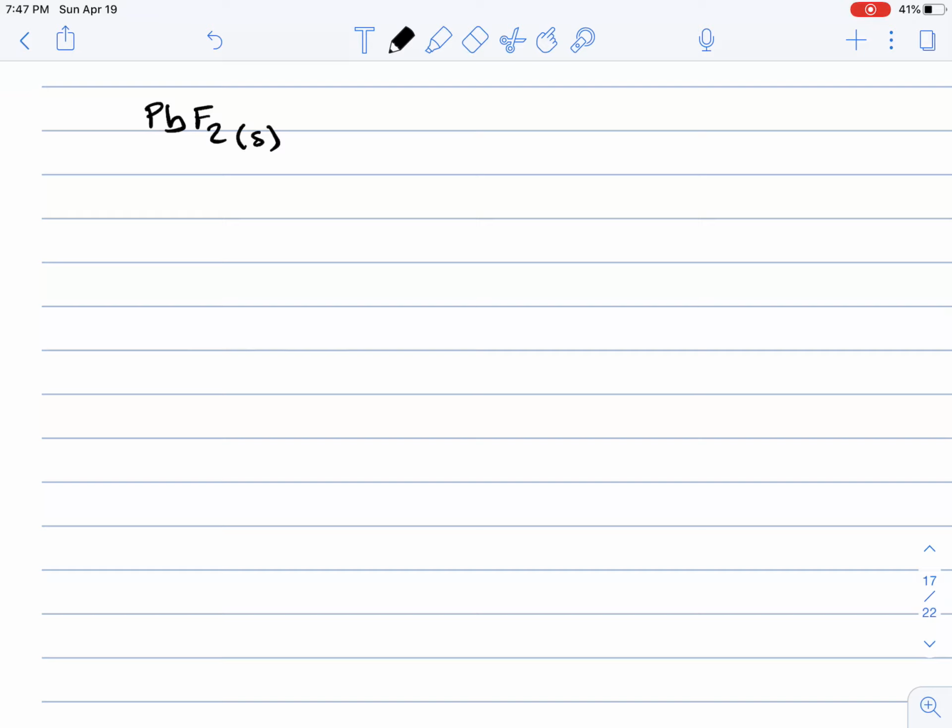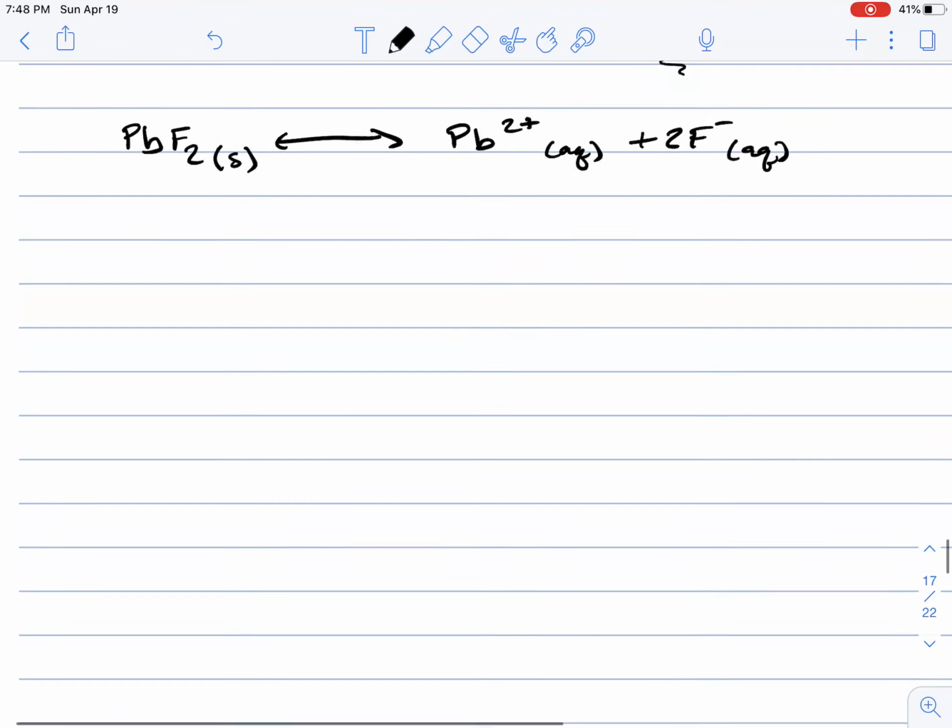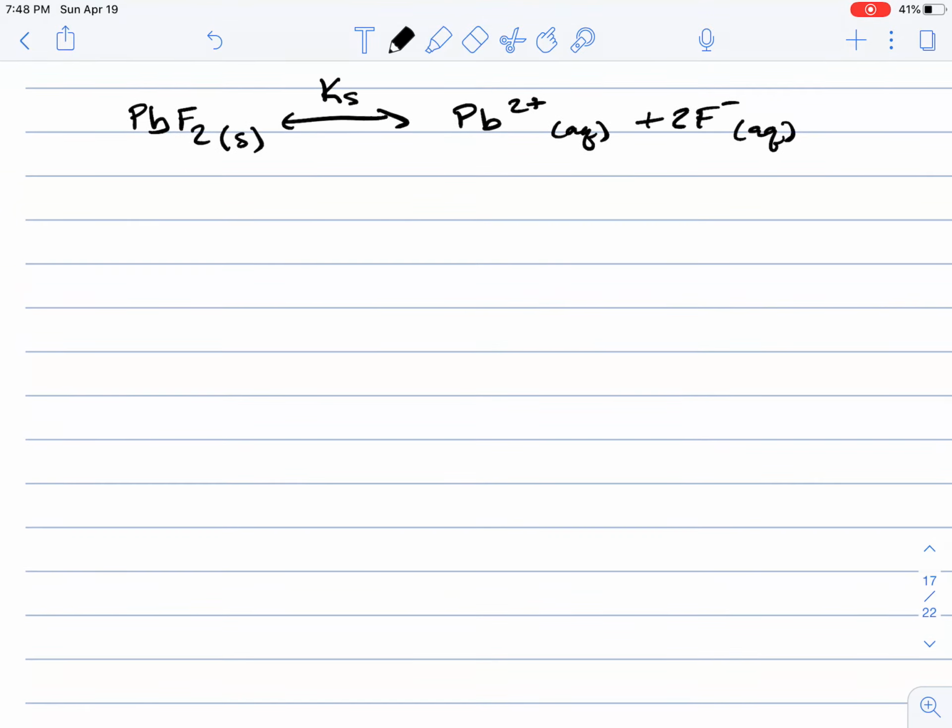So here you have lead 2 fluoride, and we know that a small fraction of lead 2 fluoride, even though it's mostly insoluble, will dissolve or decompose to produce lead 2 ion and fluoride ion. And we'll produce 2 moles of it. And so this equilibria is going to be described by KSP.